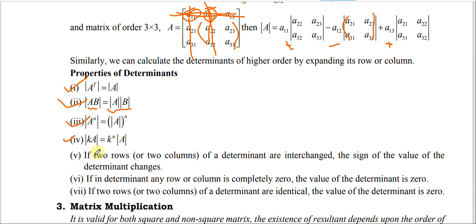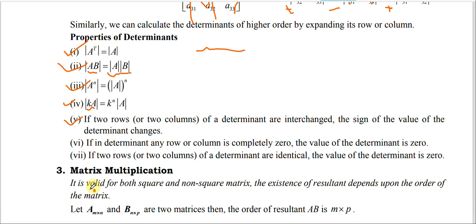If a constant is there, then we can separately take the constant to the power n, no? Because we know that in the case of a matrix, if we multiply any constant, then this k will be multiplied in the whole term, every element. But in a determinant it will be multiplied to only one row or one column. So if n rows are there, k to the power n will be common. In a determinant, if two rows or two columns are interchanged, then the value changes with a negative sign only. We know this also. If in a determinant any two rows or columns are completely zero or identical, then its determinant value will be 0.